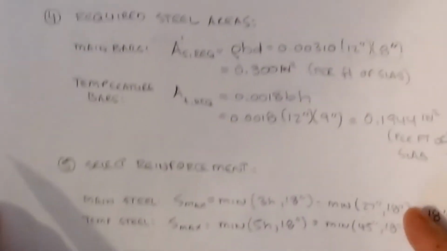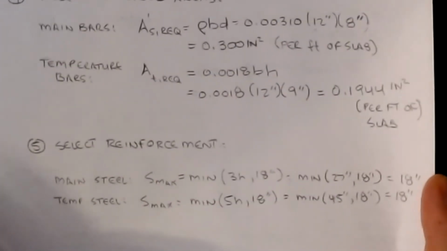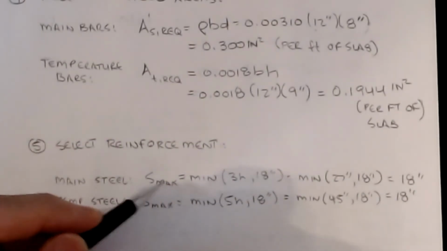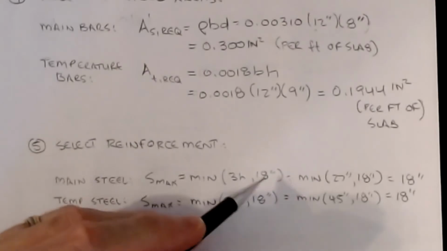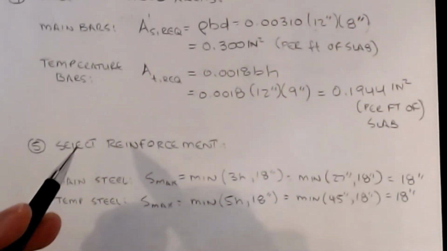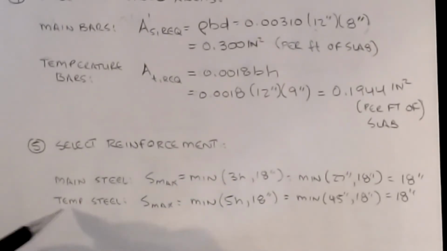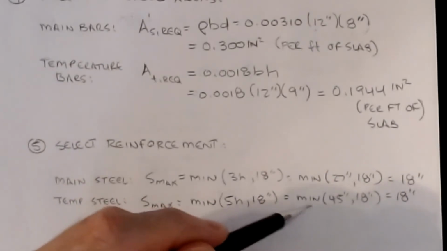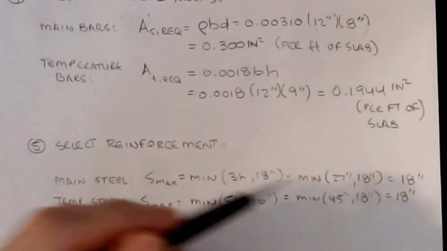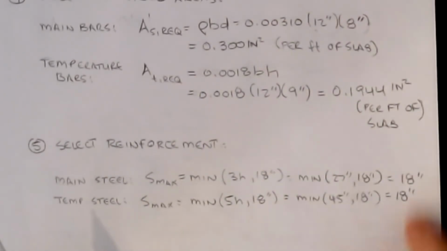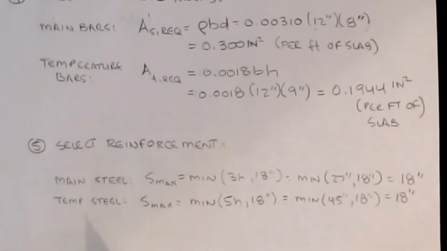So now we're going to select our reinforcement. Let's take a look at our maximum spacings, because we'll need that. S max is the minimum of 3 times h or 18 inches. So that's the minimum of 27 or 18, and our max spacing for the main steel is 18 inches. For our temperature steel, S max is the minimum of 5 times h or 18 inches, so the minimum of 45 or 18 inches. So 18 inches is the maximum spacing in both directions for our reinforcing.